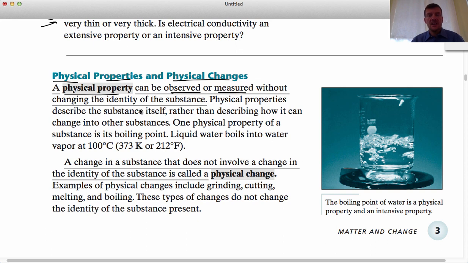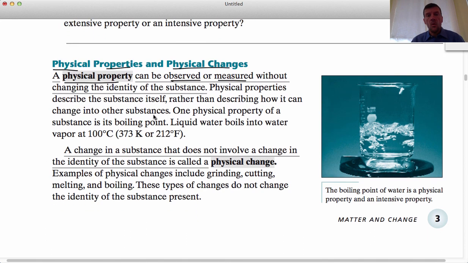For example, water, when it boils, goes from a liquid to a gas, but it's still H2O. It's H2O in liquid form, and when that water boils and turns into steam, it's still small molecules of H2O. It's turned into a gas, but it still has the same chemical makeup. So a physical property is something that you can measure, but it doesn't change the identity of the substance. One of them would be boiling point, for example.